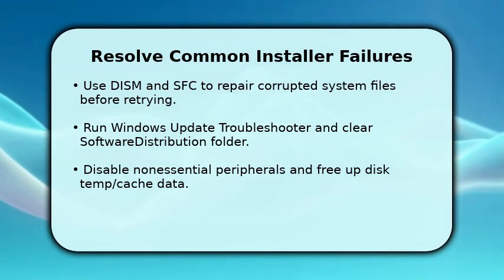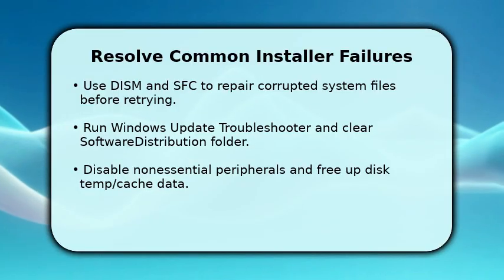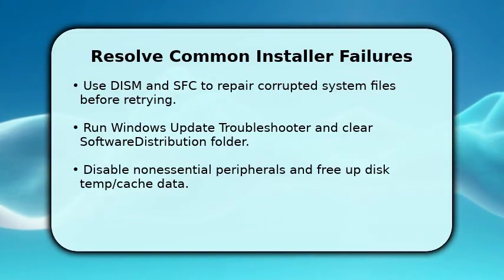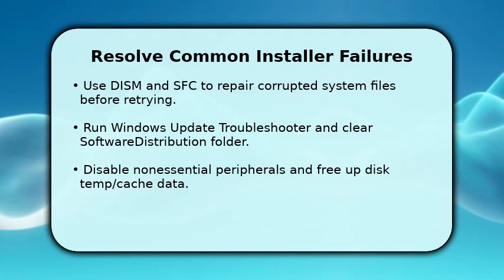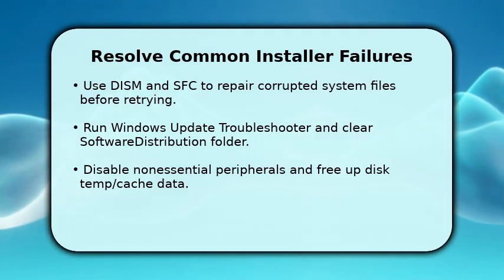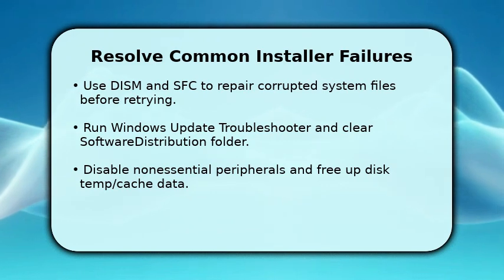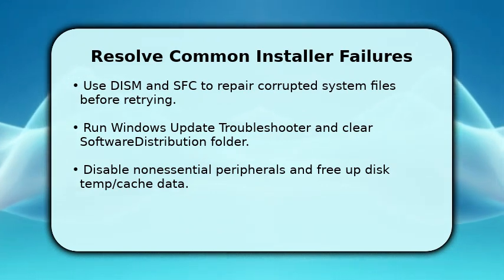If updates fail, run the Windows Update troubleshooter, stop Windows Update service, and clear the SoftwareDistribution download cache to force fresh packages. Also disconnect printers, USB drives, and other non-essential peripherals, and clean up temp folders. This reduces driver conflicts and installer timeouts so the upgrade can proceed.